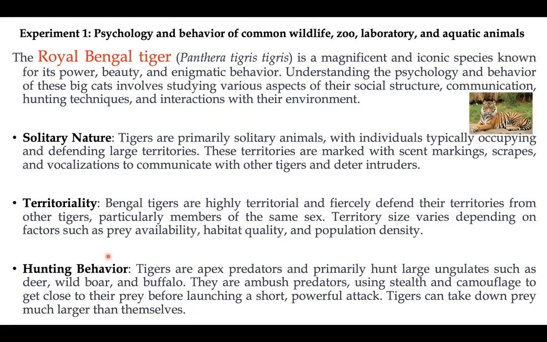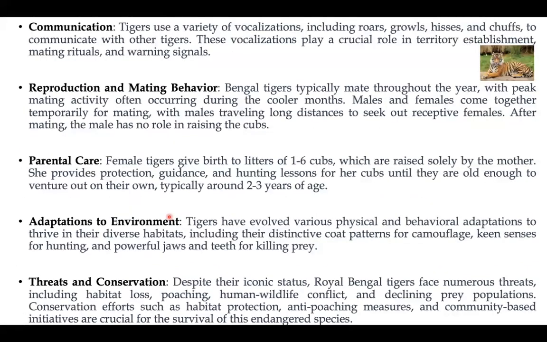As for hunting behavior, you know that tigers are predators and they can hunt down large prey, like the deer as well as buffalo, and wild boars, etc. So this is their hunting behavior.